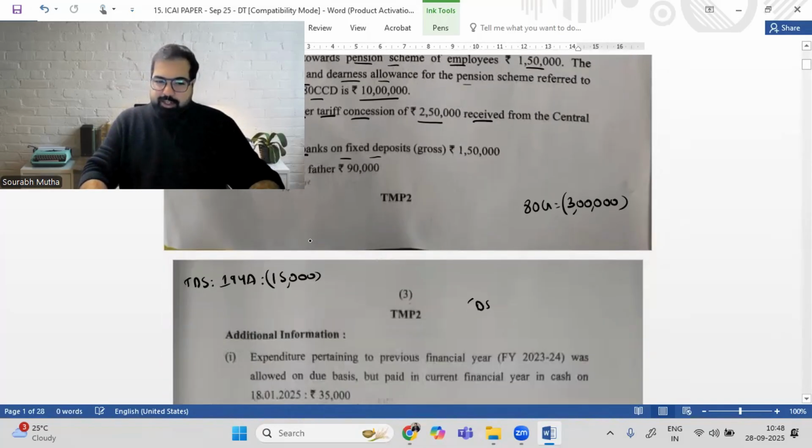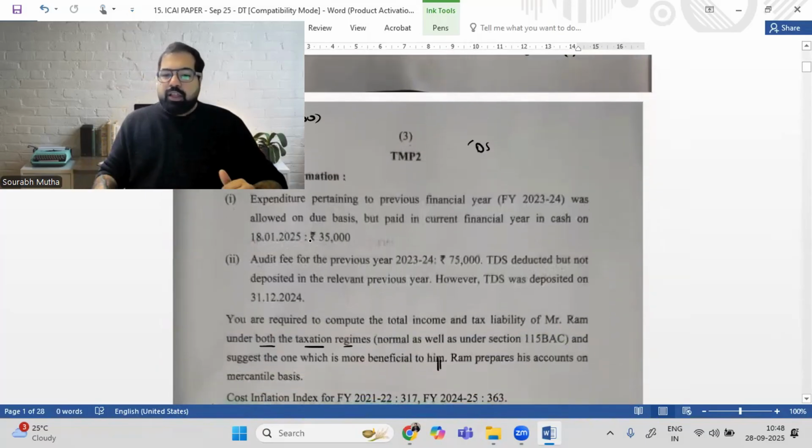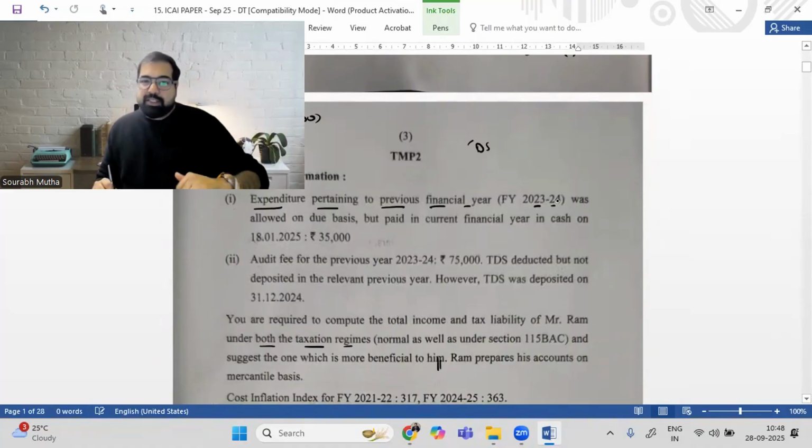All right. Any other adjustments? 10 adjustments done here. Expenditure pertaining to previous financial year 23-24. Why are we taking that expense this year? Maybe it's paid this year. Was allowed on due basis.